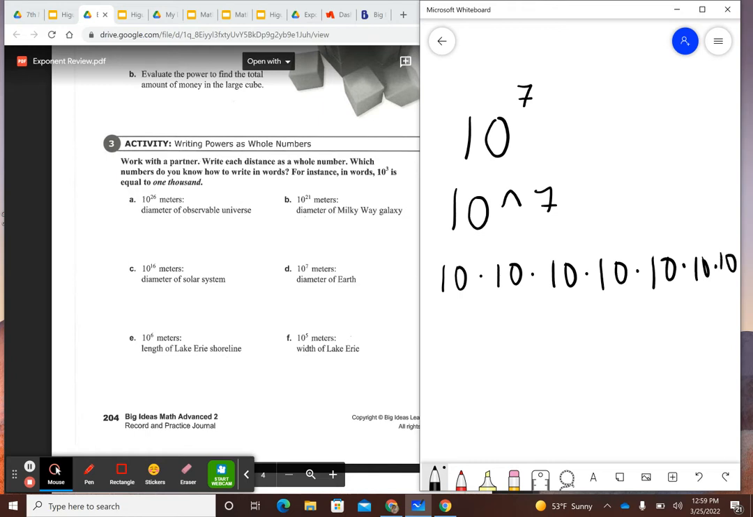When I write the final answer in standard notation of this number, it's going to be a 1 followed by 7 zeros. So the exponent is kind of like a little hint that tells you the number of zeros that you're going to put in your final answer. So this number would be read as 10 million meters, which is the diameter of Earth. This only works when your base is 10. Okay, so the exponent tells you the number of zeros, but only when your base number is a 10.